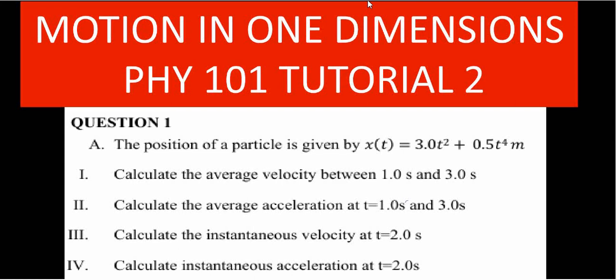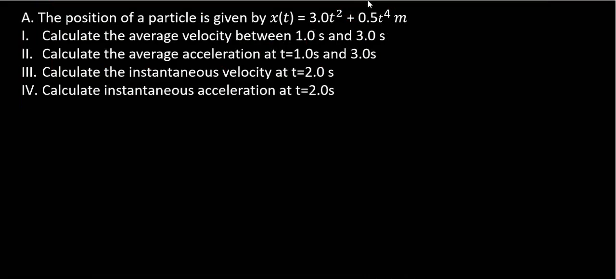Okay, so for today, we'll be solving questions in motion in one dimension. Those are the questions that we'll be solving. So, what we have here is this question. It says the position of the particle is given by x(t) equal to 3.0 t to the power 2 plus 0.5 t to the power 4. The first question says calculate the average velocity between 1.0 and 3.0 seconds.